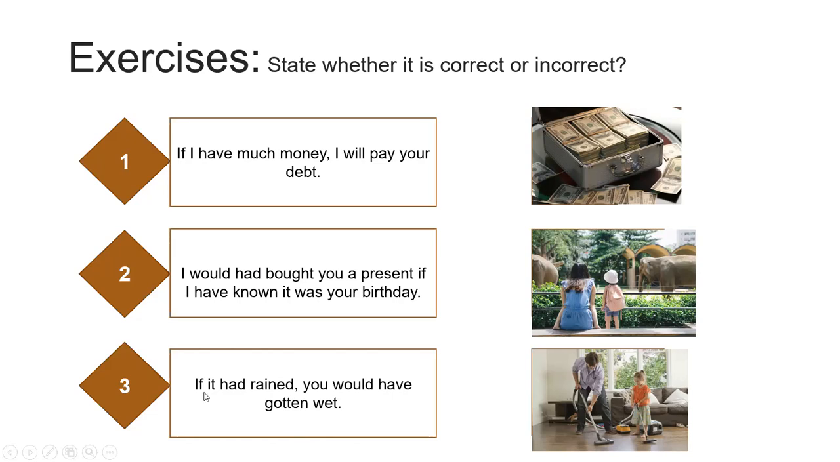Next, number 3. Correct or incorrect? Correct, sir. Is it correct? Yeah, it's correct. If it had rained, you would have gotten wet. Okay. Right. So I think that's all for today.